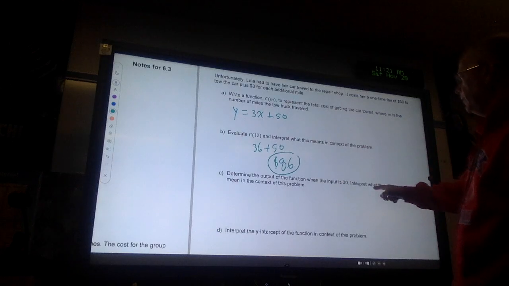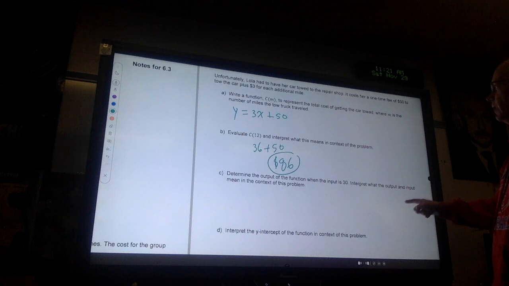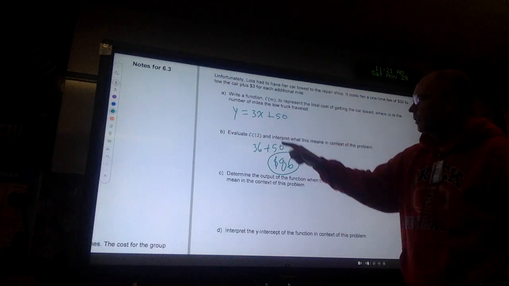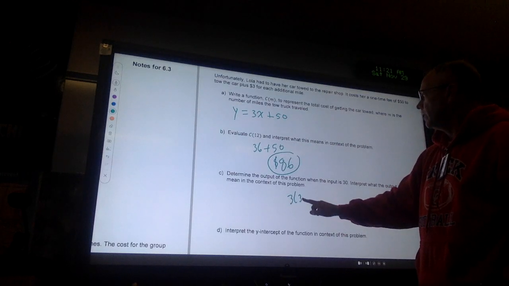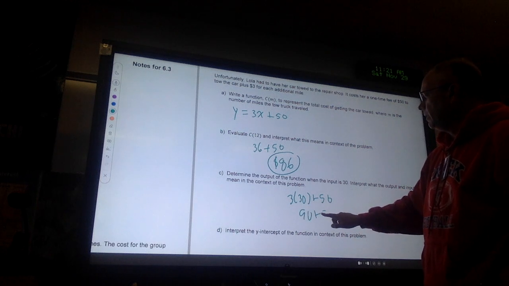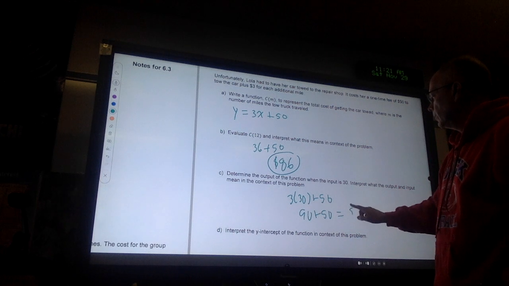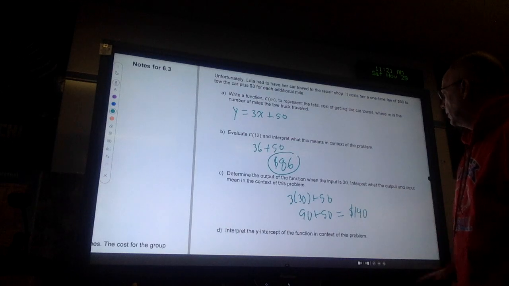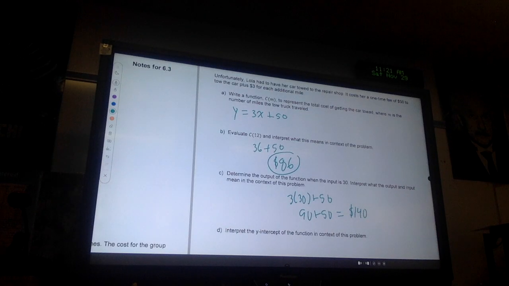Determine the output of the function when the input is 30. So if the input is 30, plug 30 in. So 3 times 30 plus 50. So that's 90 plus 50, which is 140. So this basically means that if her car needed to be towed 30 miles, it's going to cost $140.